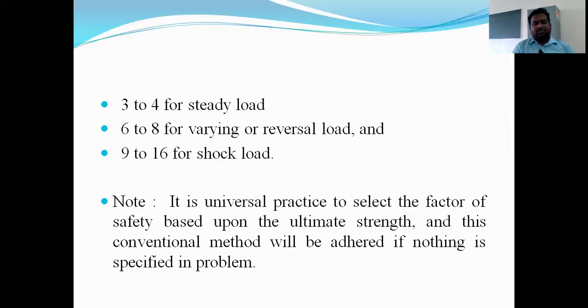Some problems may give this value and some problems may not, but we have to observe the problem keenly, because while designing a component we have to take the working stress value, but in the problem the ultimate stress may be given. So you don't simply take the ultimate stress value. First you have to divide the ultimate stress by factor of safety, then only can we get the working stress value. Understood? So while doing the problem we can observe these things.